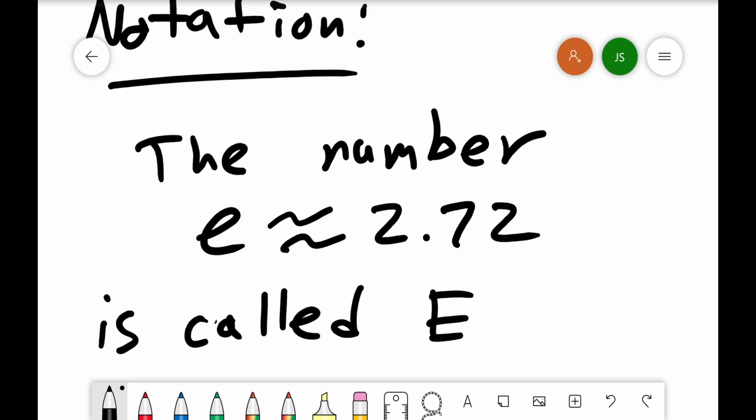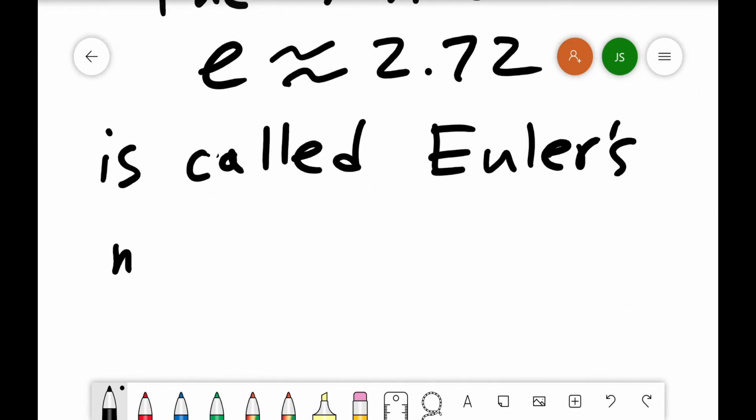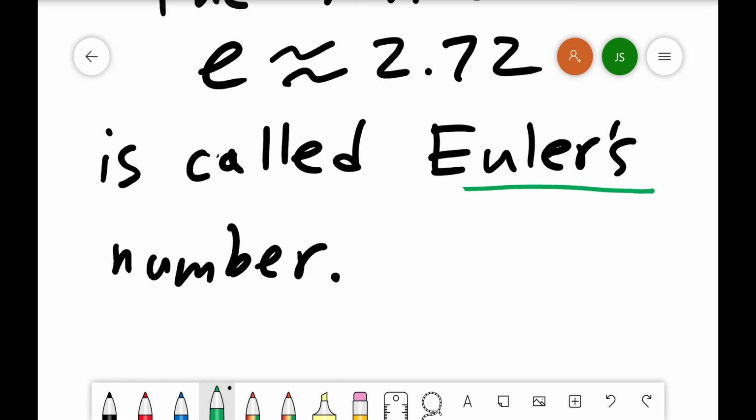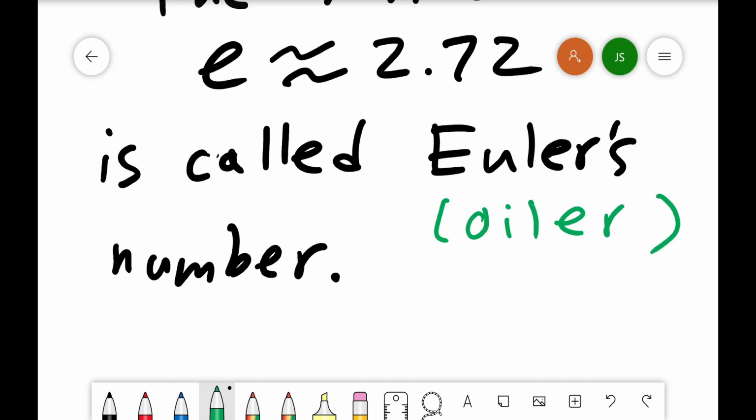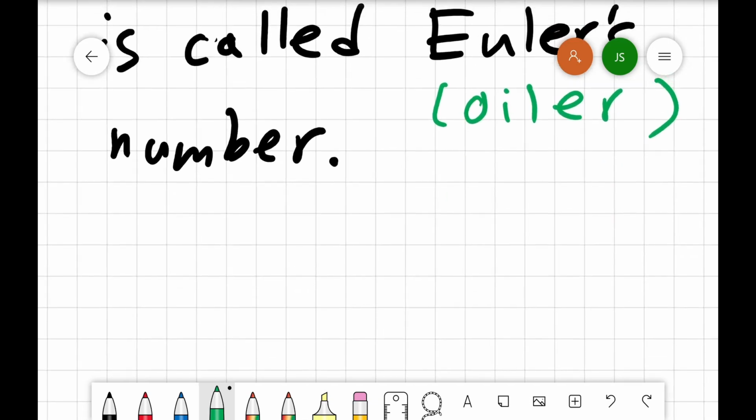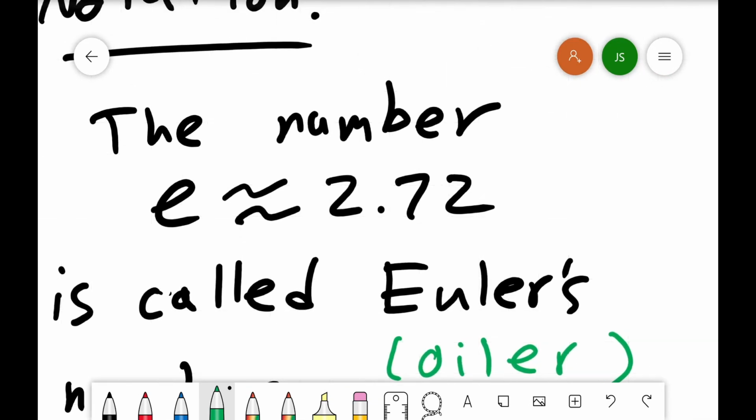Euler's number. So it looks like Euler, and that's what you want to say probably when you read it. And I said it that way for many, many years. But it's Euler, like oil, and that's how you say it. This guy came up with this number, hence the E.